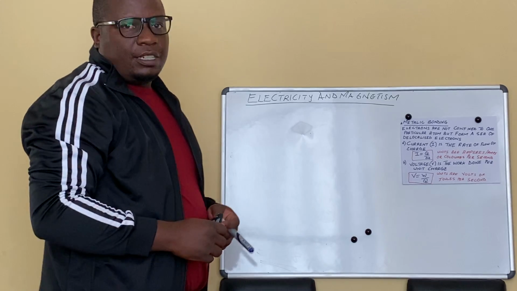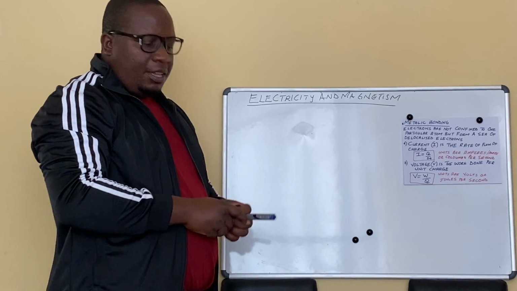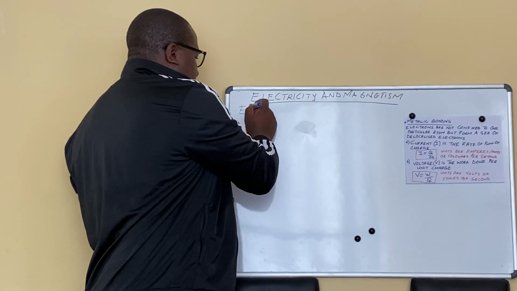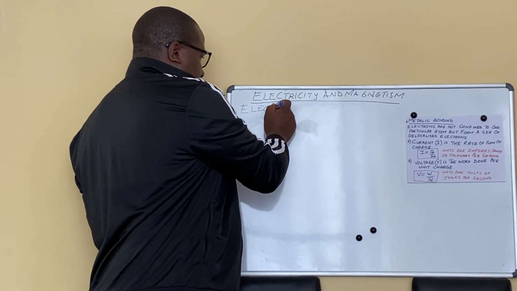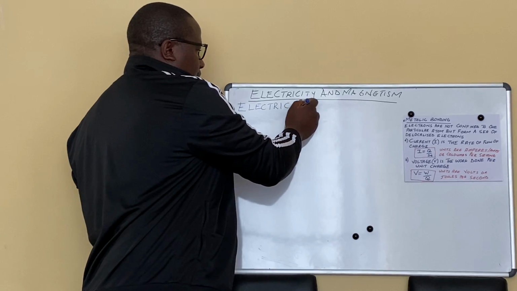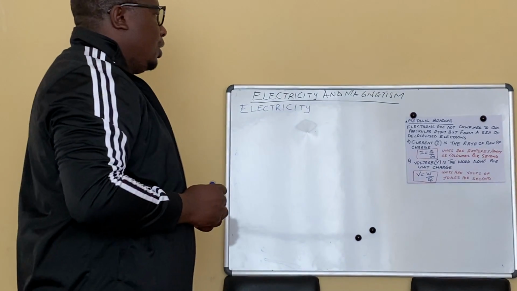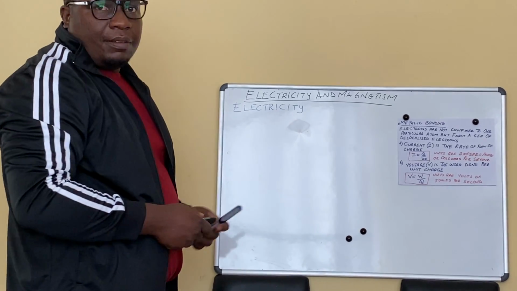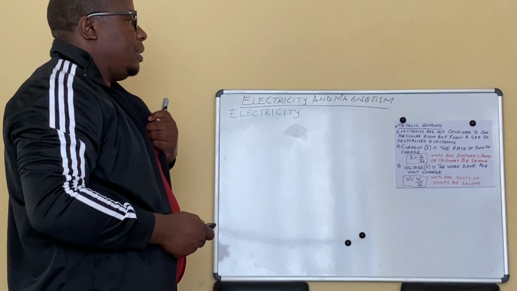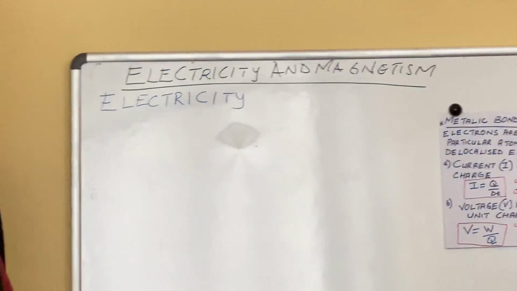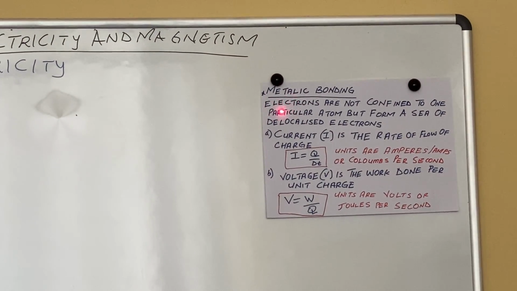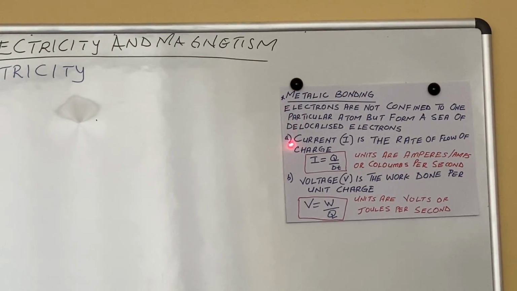Today we want to look at electricity and magnetism, but we are going to first focus on electricity in this video. If we can refer to the paper that I've pasted there, we know that in metals we have a certain type of bonding that is called metallic bonding. Metallic bonding is the type of bonding that is found in metals.